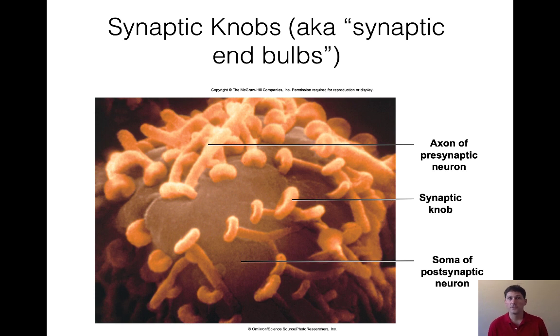This is a nice image of a synaptic knob connecting here to the soma, so axosomatic connections with all of these synaptic knobs coming in here. You can see that there's a lot of information coming from other places in the body that is going to come into this one soma.